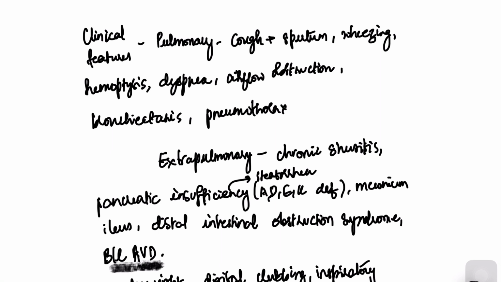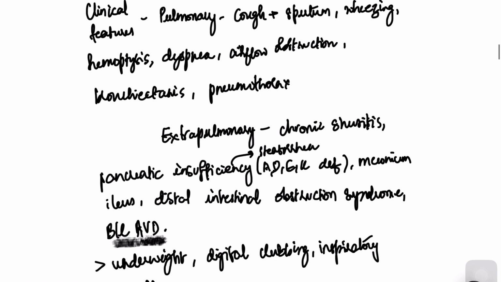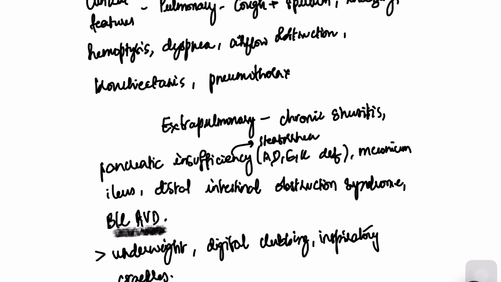You will see cough and sputum, wheezing, dyspnea, bronchiectasis. You can see hemoptysis because of the pressure buildup because of the obstruction. This will cause little vessels, the bronchial vessels, to break, causing hemoptysis. You can see pneumothorax. And then the extrapulmonary manifestations would be chronic sinusitis.